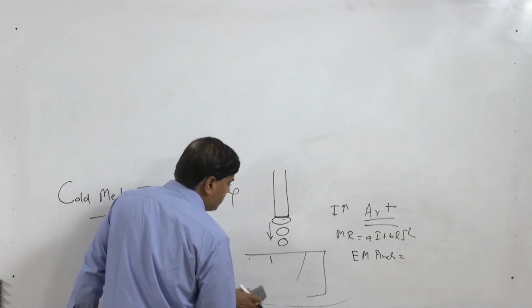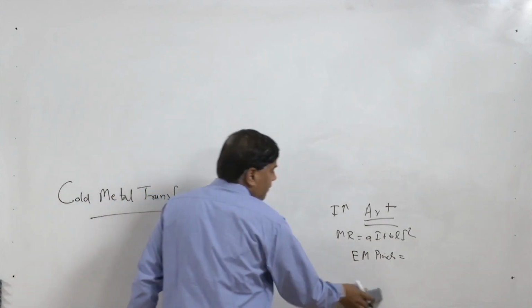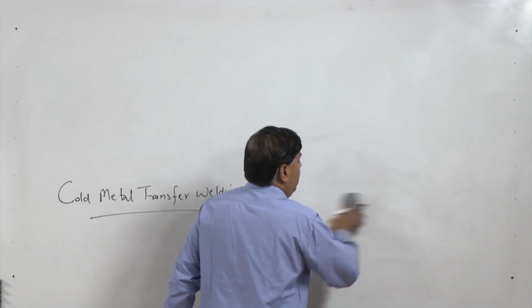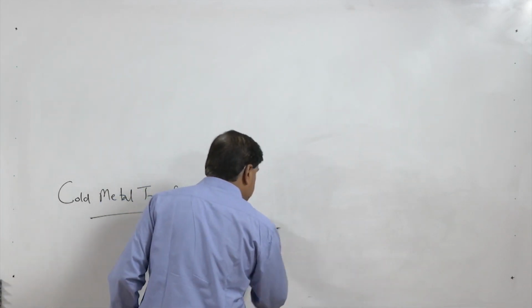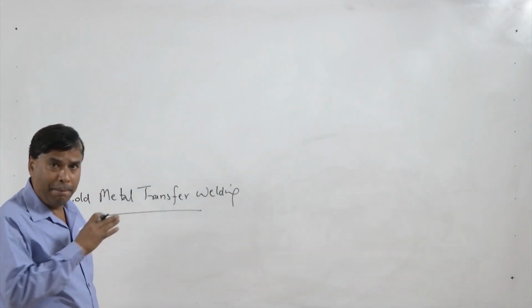Spray transfer is observed when the current is high. At a high current level, the higher pinch force and high melting rate facilitate faster melting and pinching of the drops even when they are of smaller size, giving the transfer in the form of a spray.